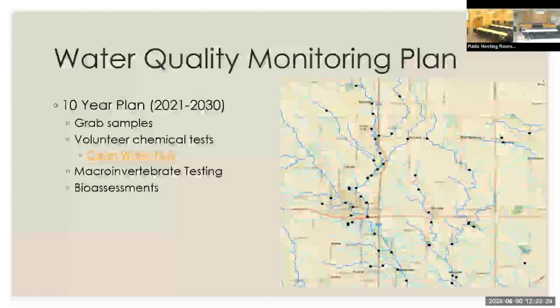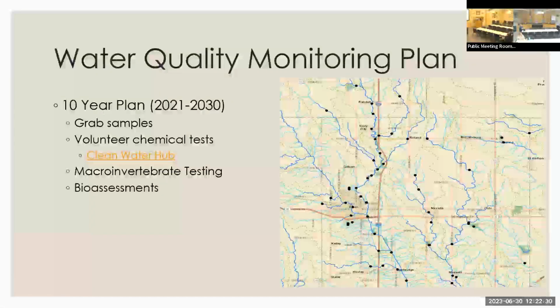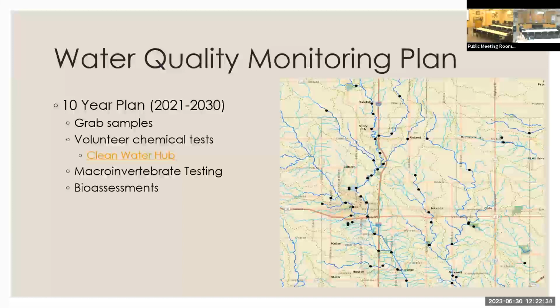All of these black dots are sites that are either part of the grab sample portion or our volunteer portion. So for the grab samples, they're monthly. They get sent to the City of Ames laboratory and are analyzed at the laboratory. The other component of the plan is the volunteer monitoring, and that is done on site, every other week, so bi-weekly. And what we're testing for is nitrates, phosphates, temperature, dissolved oxygen, chloride, pH, and turbidity. So there's 7 parameters that we look at.